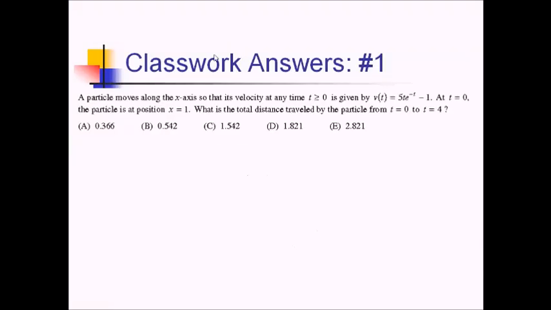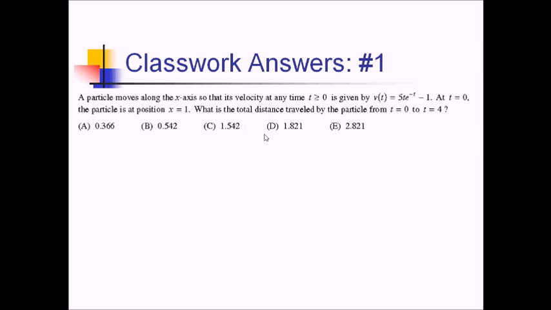For this problem, we have a particle moving on the x-axis with a velocity given by this function here. We're told at time 0, our particle is at position x equals 1, and we want the total distance traveled by the particle from time 0 to time 4. It's kind of interesting they gave us this initial position because you don't need to know that in order to figure out total distance.